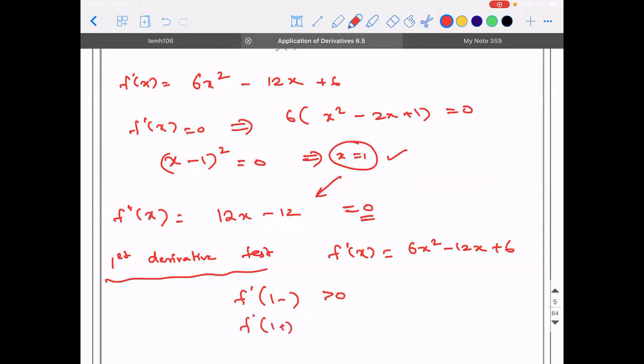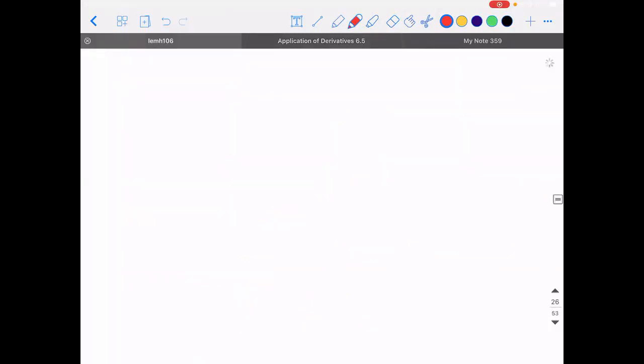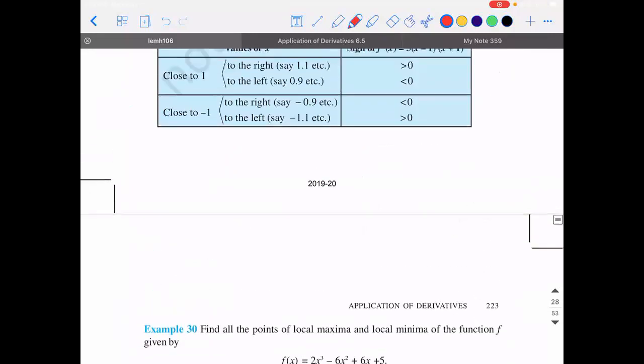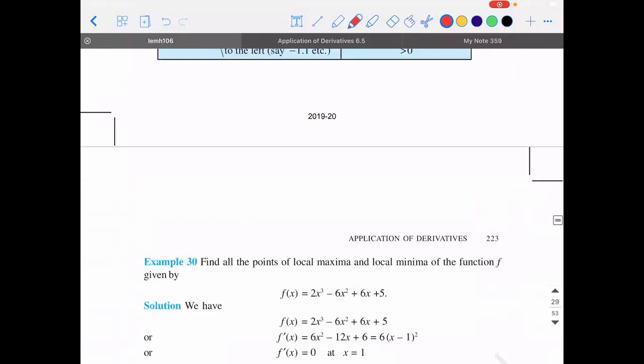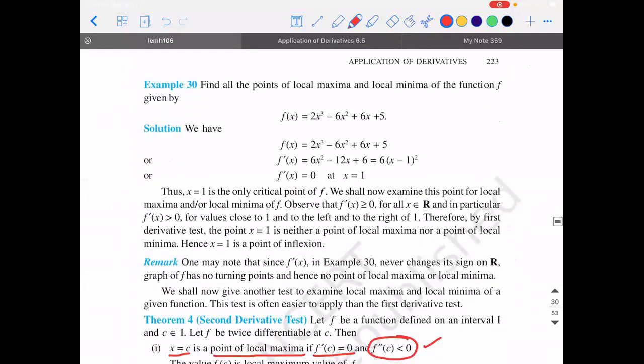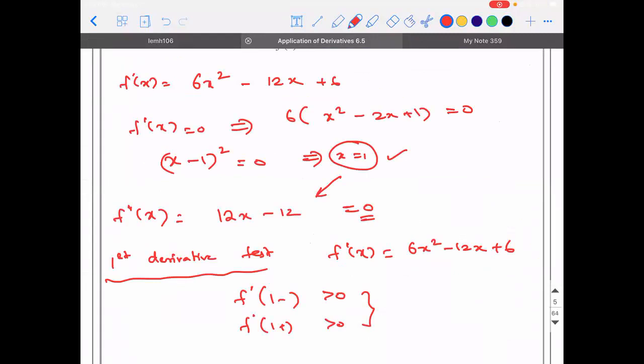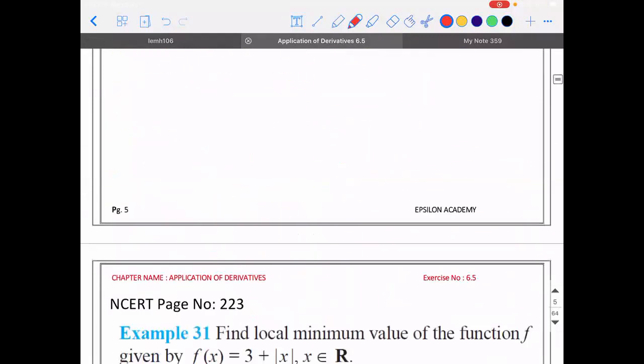What about f dash of 1 plus? It's also positive. So x is equal to 1 is a point of inflection. Did you understand? When you take f dash of 1 minus and f dash of 1 plus, since the sign is not changing, this will be the point of inflection.